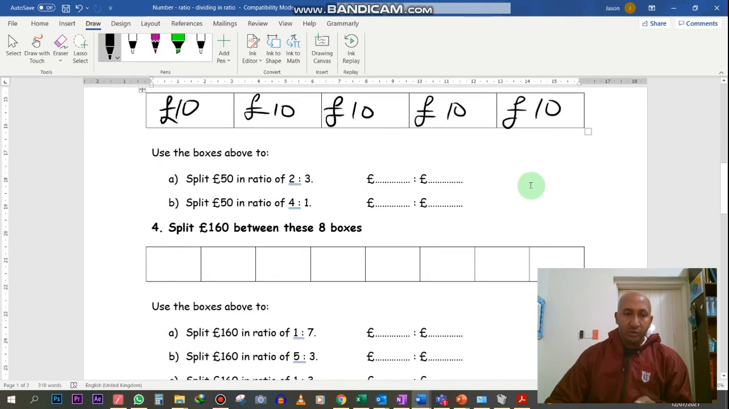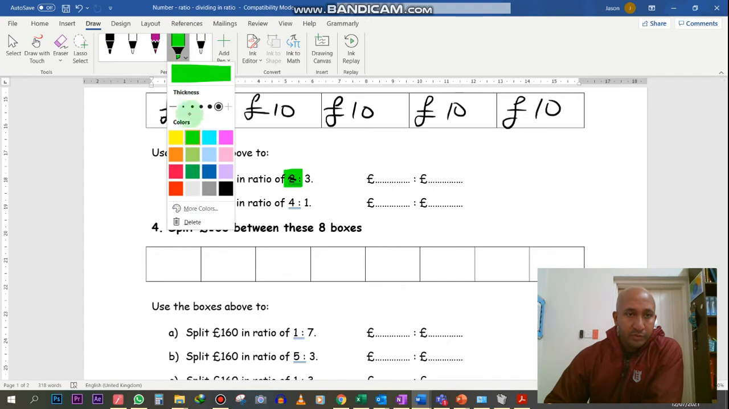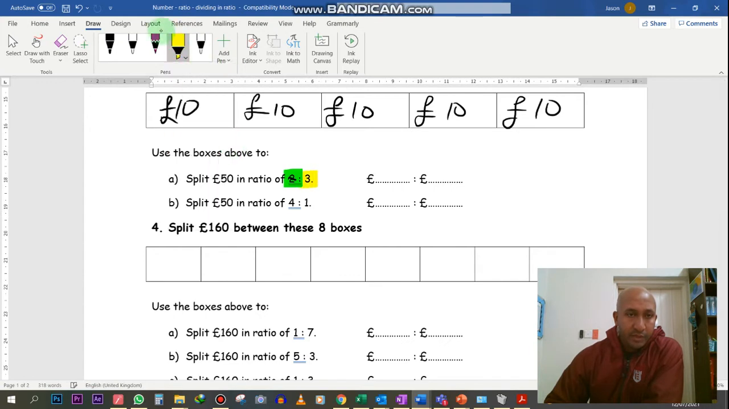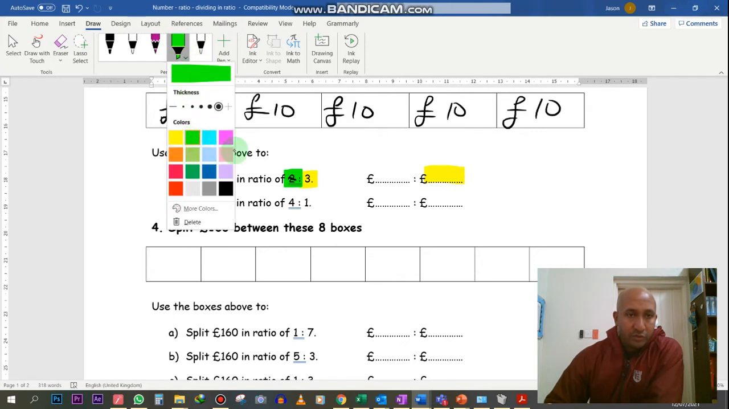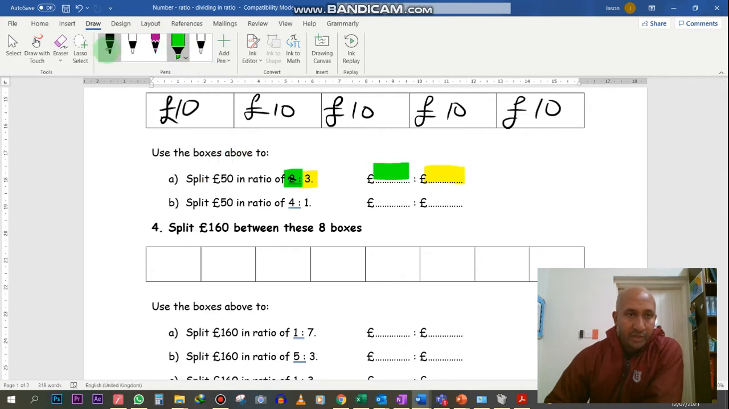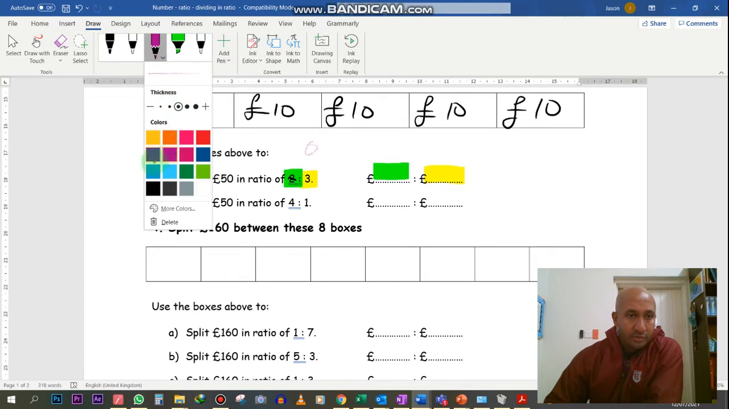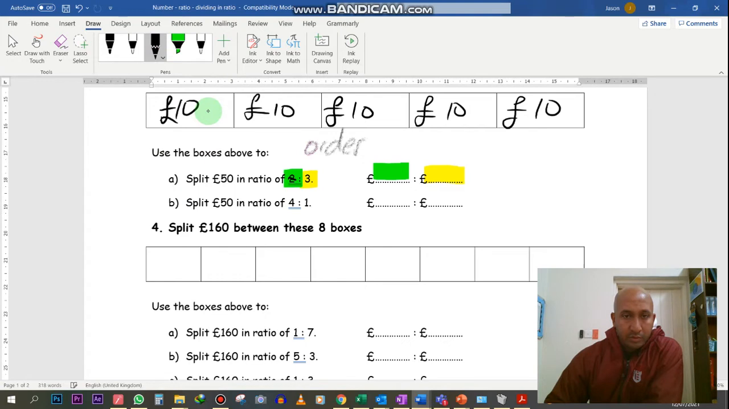Now, when you come to the question here and it says split 50 pounds in the ratio of 2 to 3, that means the answer for 3 needs to be there, and the answer for 2 needs to be there. And it's important to remember that order matters.